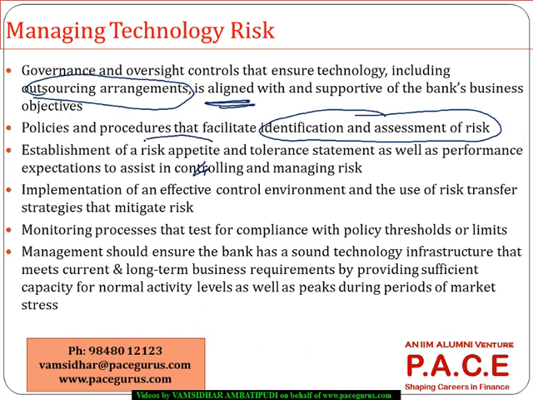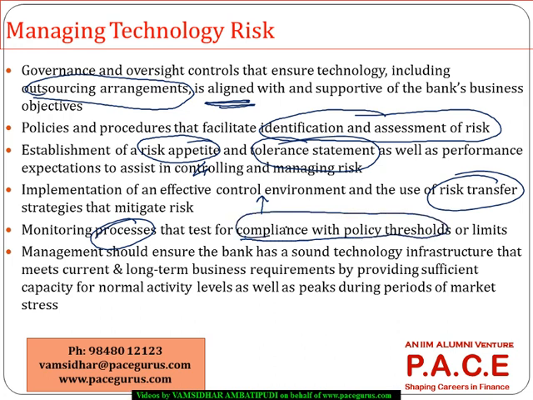And from a technology usage standpoint, the bank has to define the risk appetite as well as come out with a tolerance statement, and also come out with mechanisms in terms of what procedures will be followed towards mitigating the risk, controlling the risk, as well as managing the risk. And an effective control environment should come even with respect to the technology risk. And whatever are the usage of risk transfer strategies like insurance or derivatives or any such thing have to be clearly identified. And the processes have to be monitored so that they comply with the policy thresholds and limits.